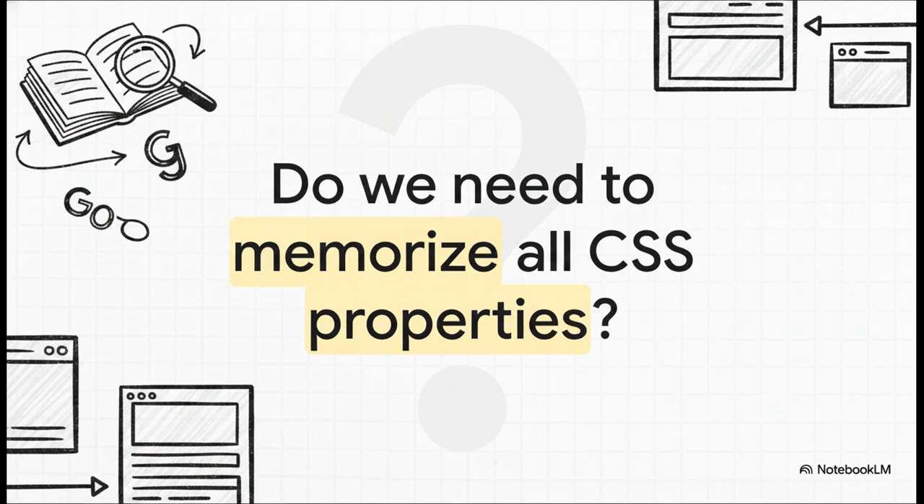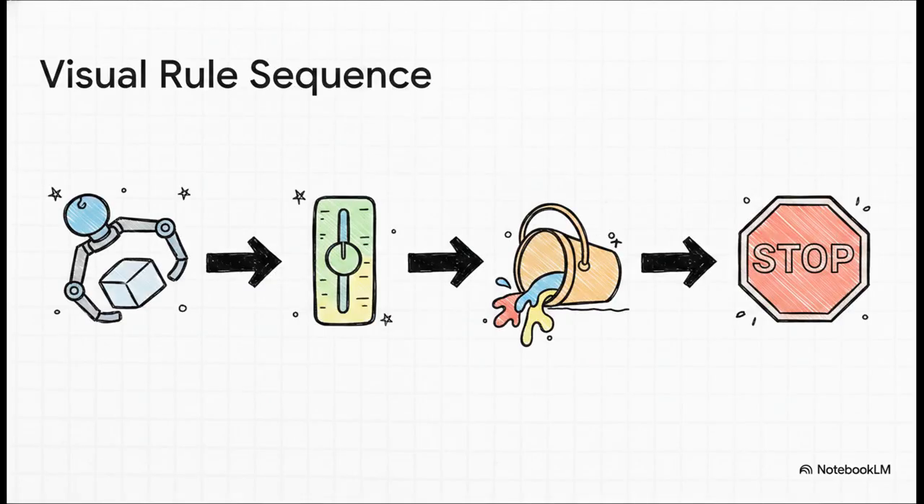Because there are literally hundreds of them. Let me reassure you right now, absolutely not. Professional developers rely heavily on Google, documentation, and just pure practice. While you definitely don't need to memorize every single property name, understanding the basic structure is absolutely mandatory. So let's quickly walk through the exact anatomy of a CSS rule so you have it down completely perfectly.